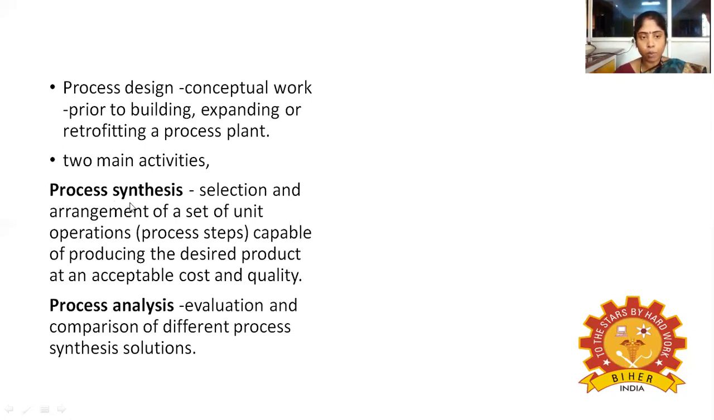This process designing has two main activities. The first one is the process synthesis. The second one is the process analysis. When we talk about the process synthesis, how we are going to manufacture a particular product or service, it represents each and every step that it comprises for the production of your product. It is based on a selection and arrangement of a set of unit operations that is capable of producing the desired product at a cost and a quality.